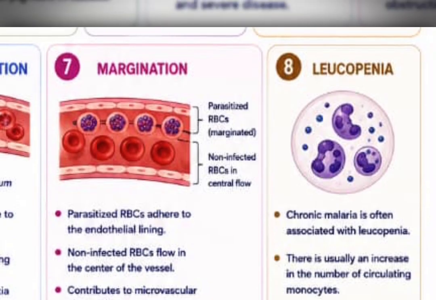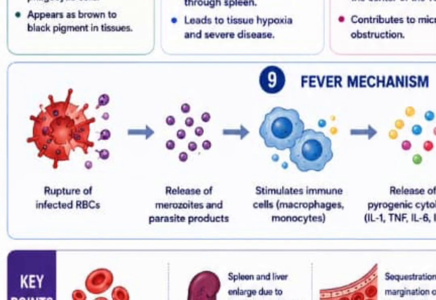So how does it happen? Now, naturally, in the fever mechanism here, first of all, there will be a rupturing of RBC. When the malaria parasite, which is a merozoite, binds to the RBC, it will break down the RBC. Are you getting me?